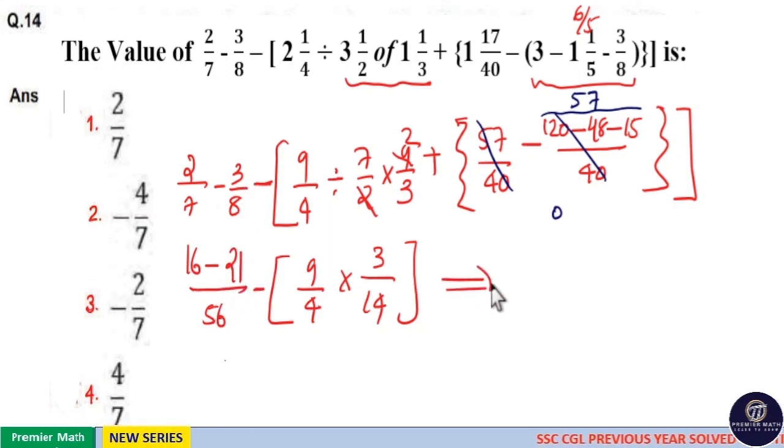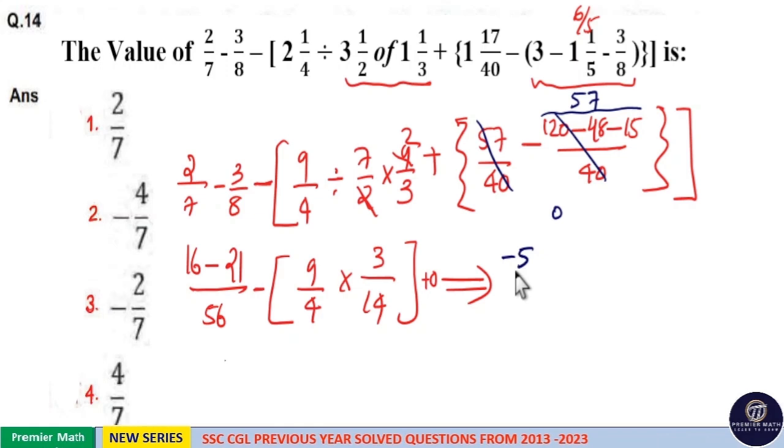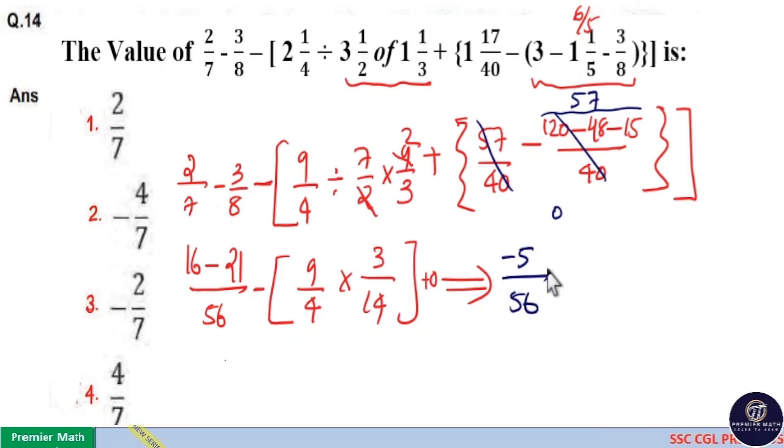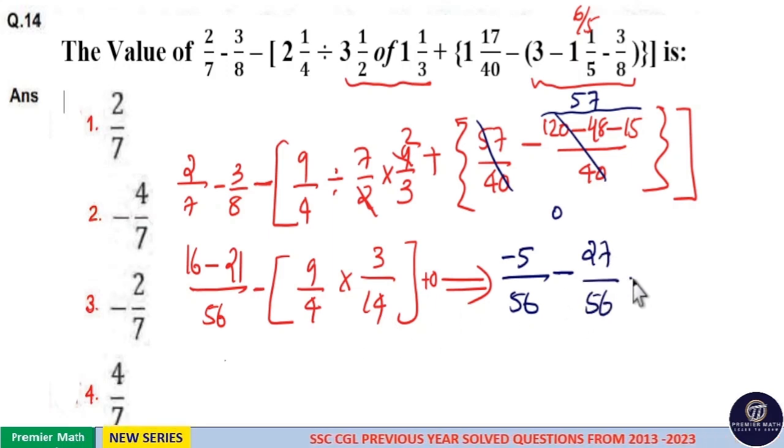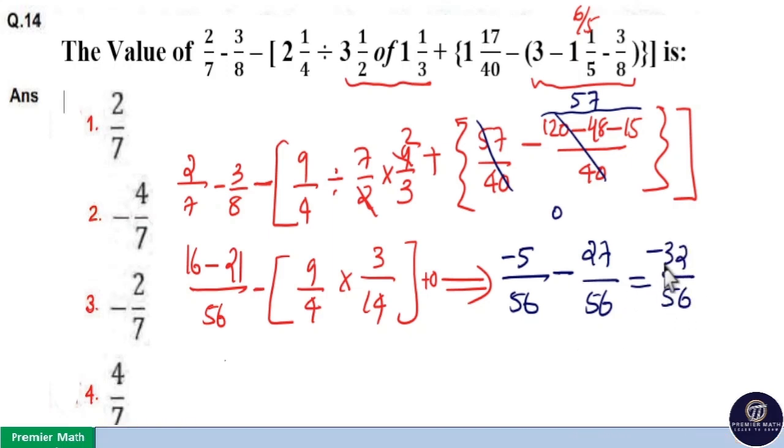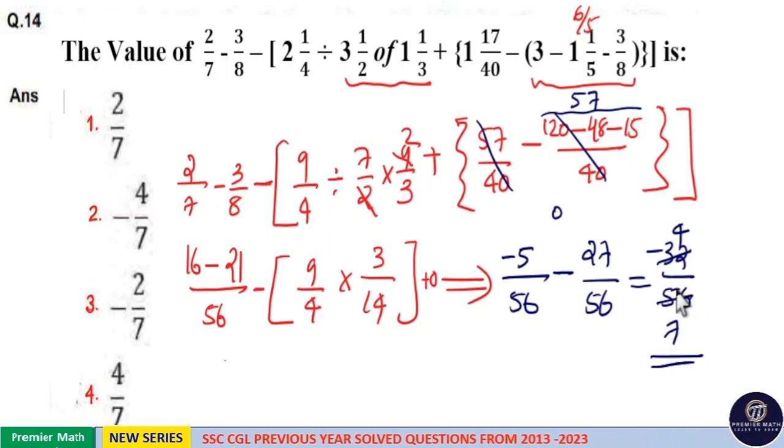So this is equal to 16 minus 21 is minus 5 divided by 56 minus here 9 into 3 is 27 divided by 4 into 14 is 56, which is equal to minus 5 minus 27 is minus 32 divided by 56. Now 8 goes 4 times in 32 and 8 goes 7 times in 56. That is minus 4 by 7 is your answer. Option 2 is your answer.